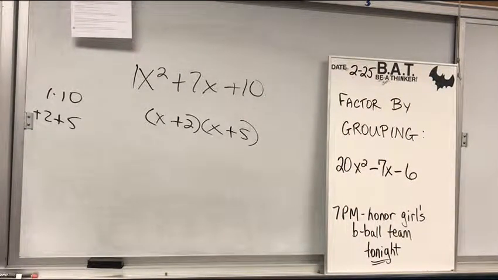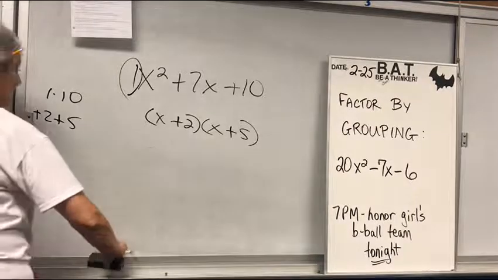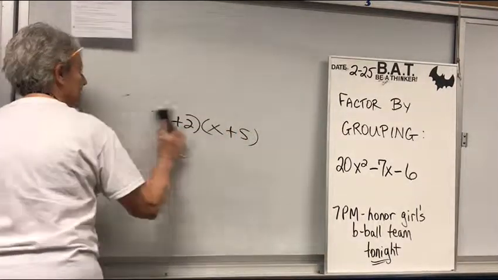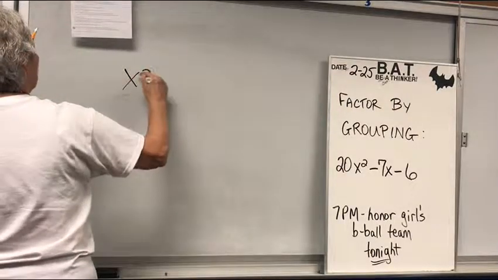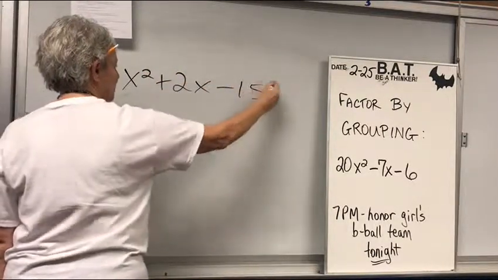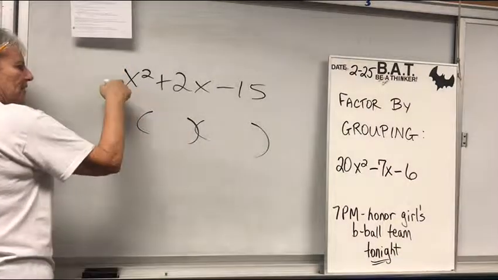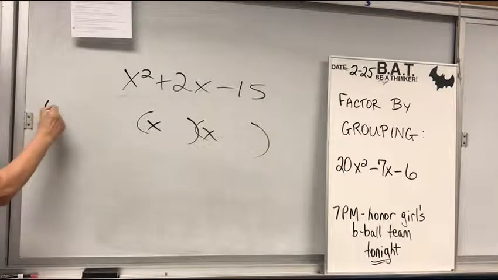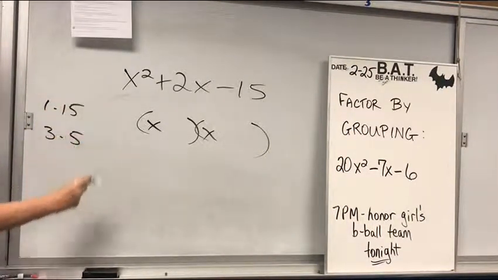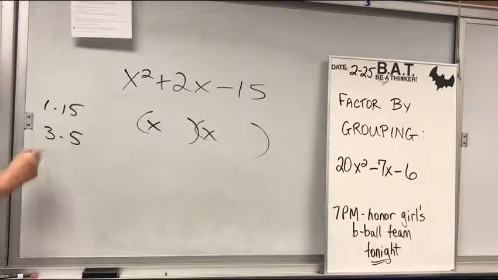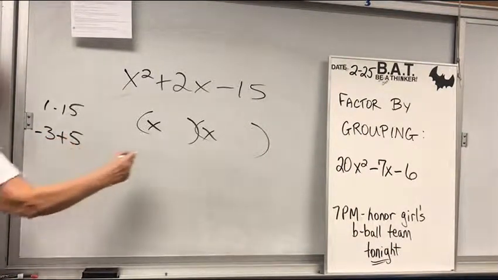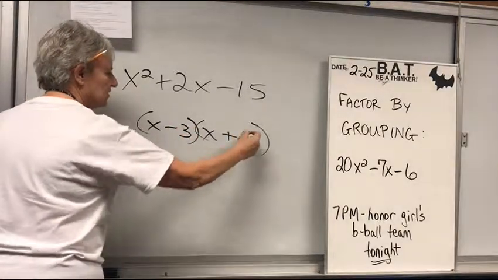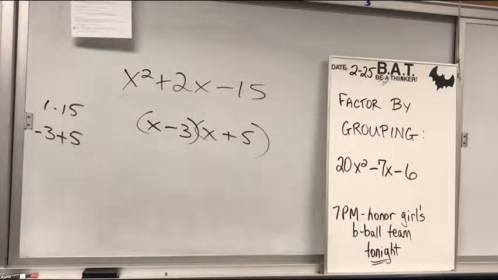When x squared has no coefficient, all you do is put in the 2 factors. These are the easiest factoring problems there are. X squared plus 2x minus 15. There's no number in front of x squared, so I start with x, and all I'm looking for is factors of 15 that give me a positive 2. Negative 3, positive 5. Okay. Nice.